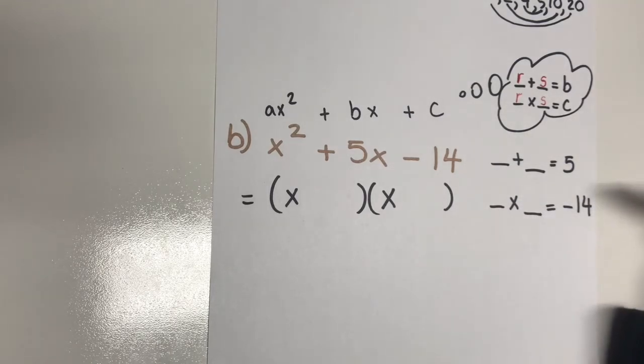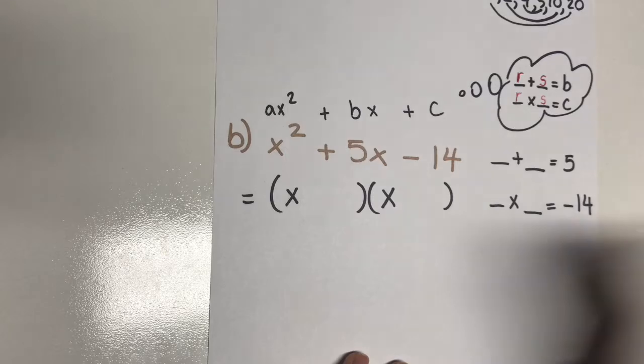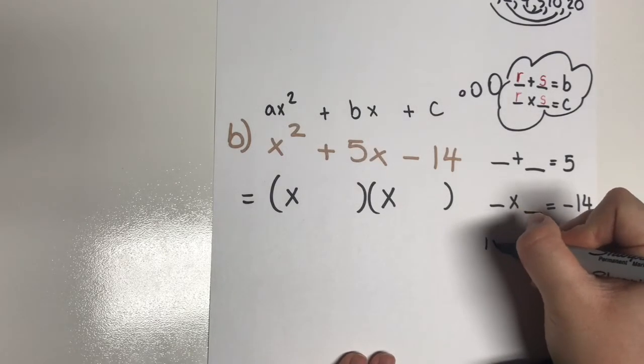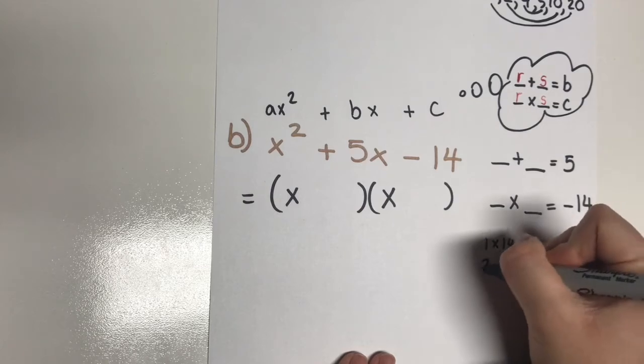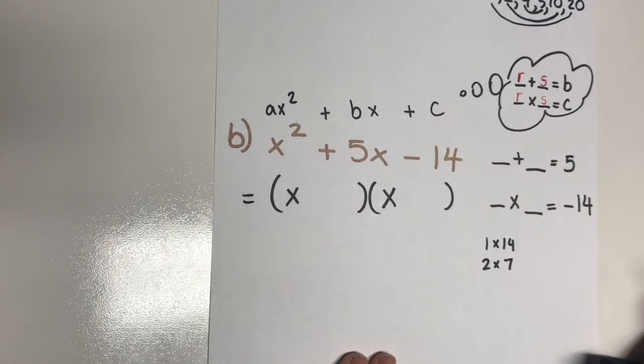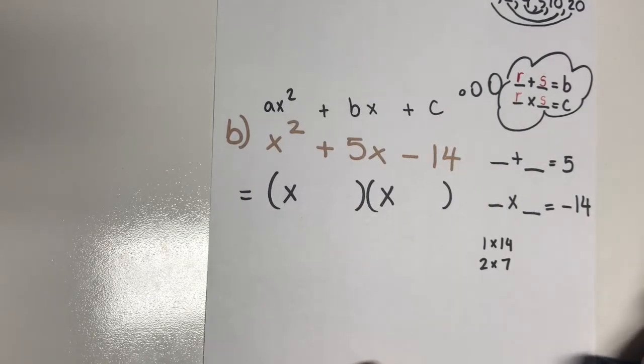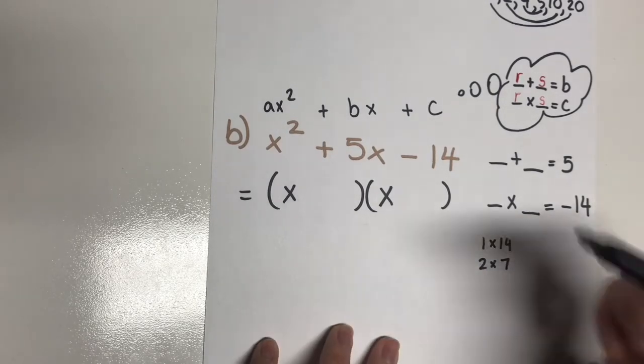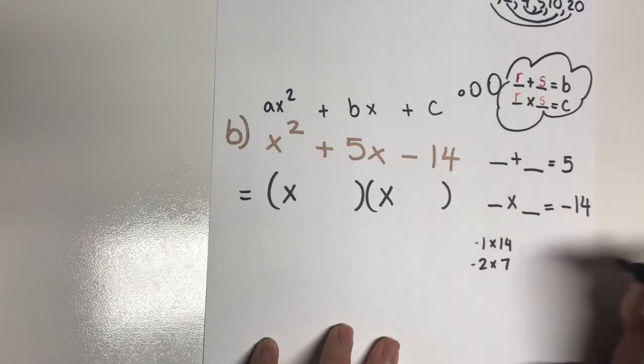So I'm going to look at which numbers I can multiply to make 14. If it's easier for you to write it out like this, you can. So you can look at it like 1 times 14, 2 times 7, and actually that's it. But I know that it has to be a negative 14, which means that one of the numbers has to be negative.